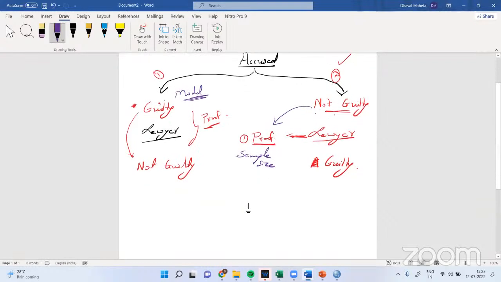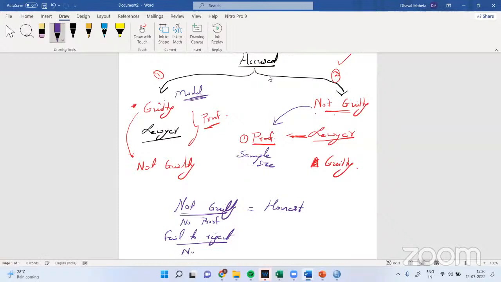Now the last part. Can I say with confidence that a person not guilty is equal to honest? Can I say this? No, sir. Why no? Because he is not guilty in the absence of proof. So we fail to reject the null because we don't have any proof. But that does not mean we accept the null.